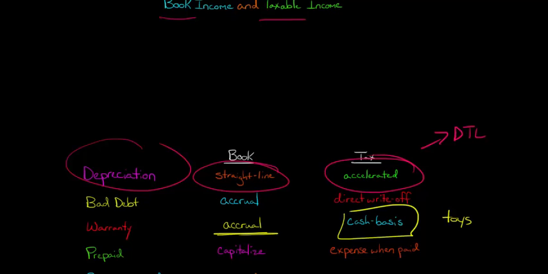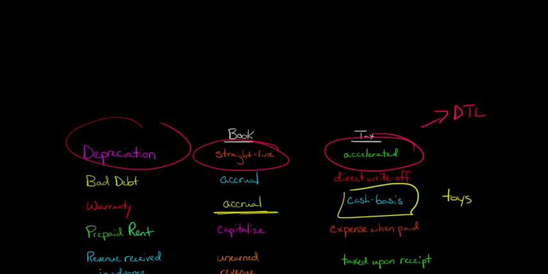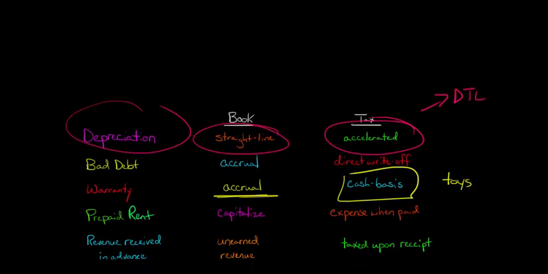Now with prepaid expenses, for example, prepaid rent. For book purposes, for financial reporting, when you have prepaid rent, you capitalize it as an asset, and then you expense it over time as you use up the asset, right? However, with tax purposes, you get the expense as soon as you pay out the cash. So there's no capitalization or worrying about anything like that.